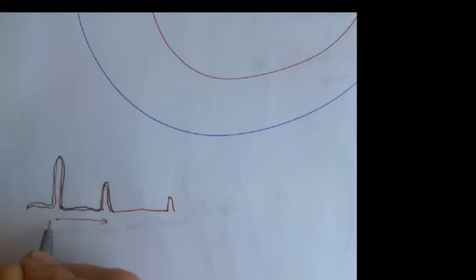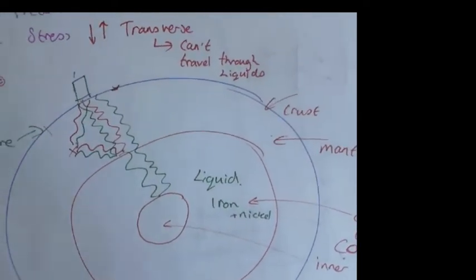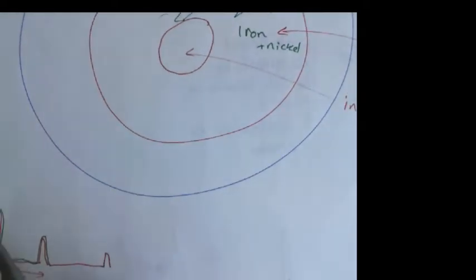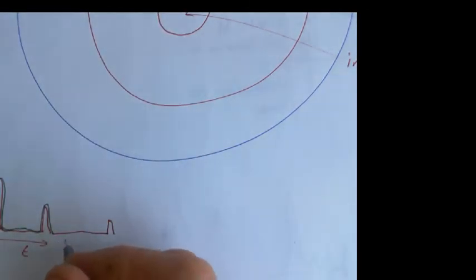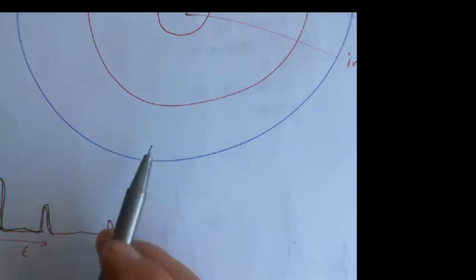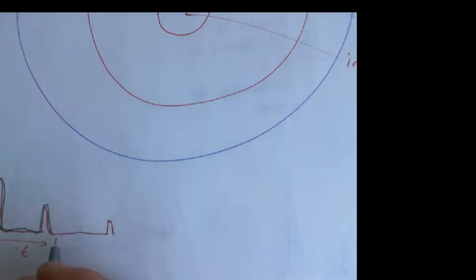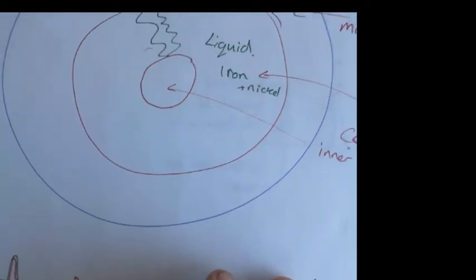So that time there is going to be how long it took for it to go from there and back. So you can use that to work out how thick the inner core is, and then again you can do it again. And you can work out how thick, so that's going to be how thick the mantle is, sorry, and this one is going to be how thick the outer core is. Okay.